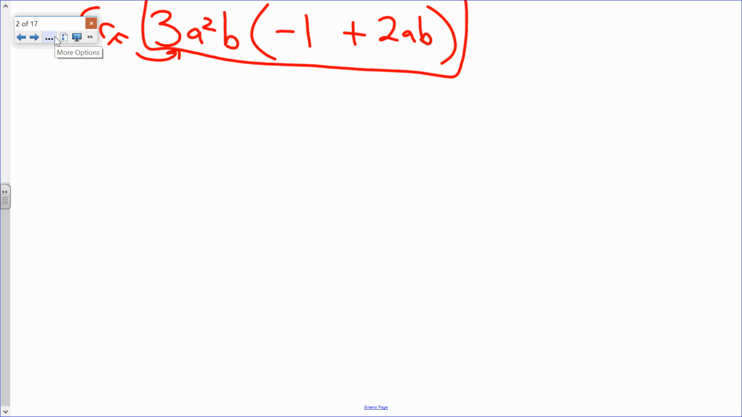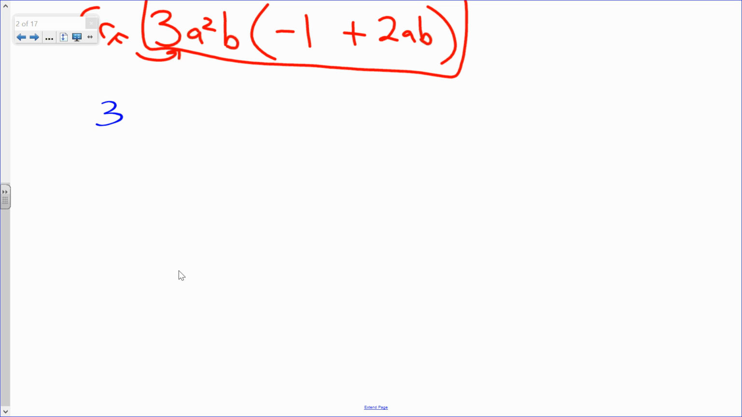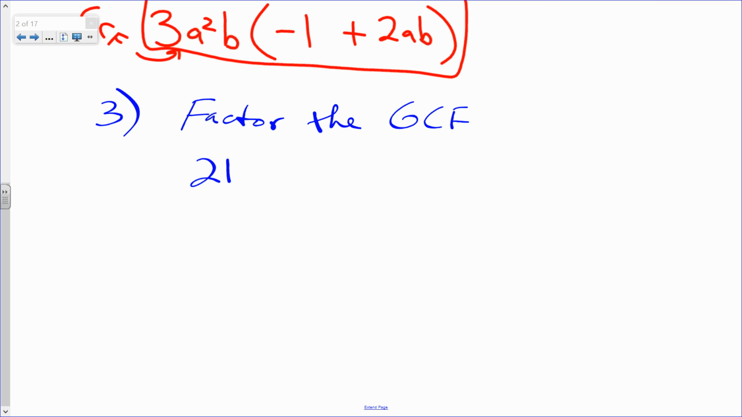Number 3. This time I'm going with dotted blue. I don't care what anybody says. Let's factor the GCF, the greatest common factor. 21p to the 6th plus 30p squared plus 27.